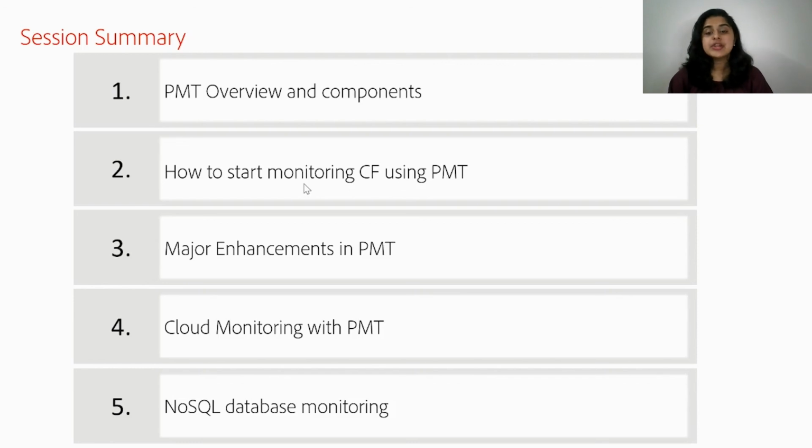Then we went through the major enhancements in PMT such as authentication in ElasticSearch, SSL support on Datastore, scheduled data deletion from Datastore and update workflow. We also saw advanced monitoring where we could select the services that we want to monitor. Then we started with the cloud service monitoring where I showed how to monitor AWS S3 with the sample code. We also saw how Azure Blob, AWS SQS, AWS SNS, Azure Service Bus, AWS DynamoDB, and NoSQL database MongoDB can be monitored using PMT.